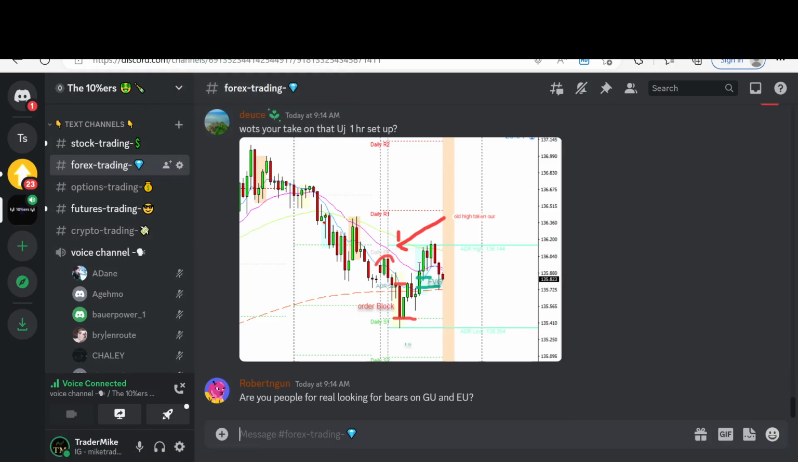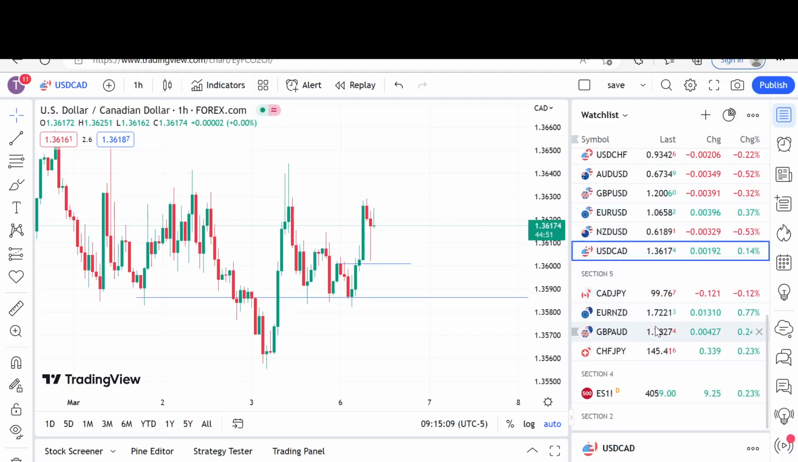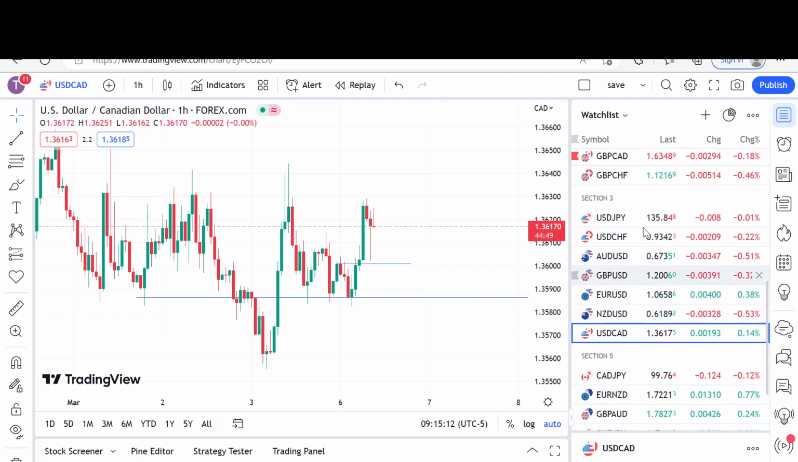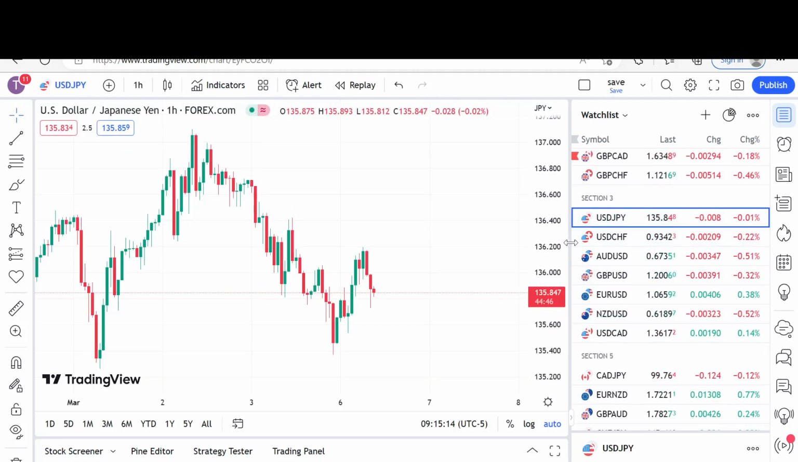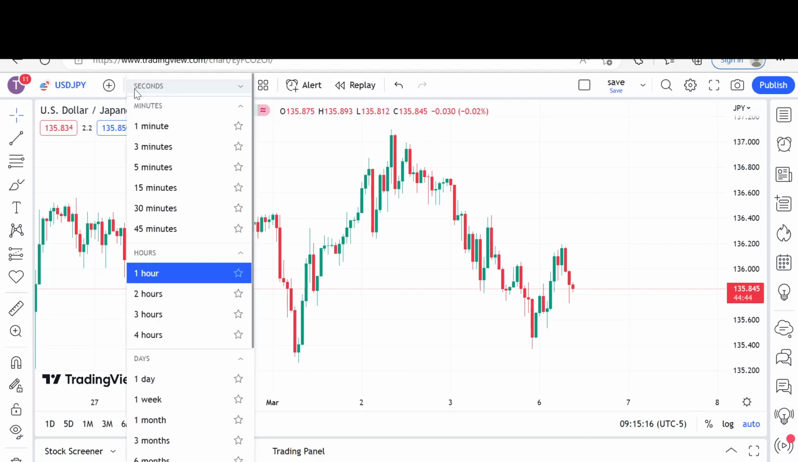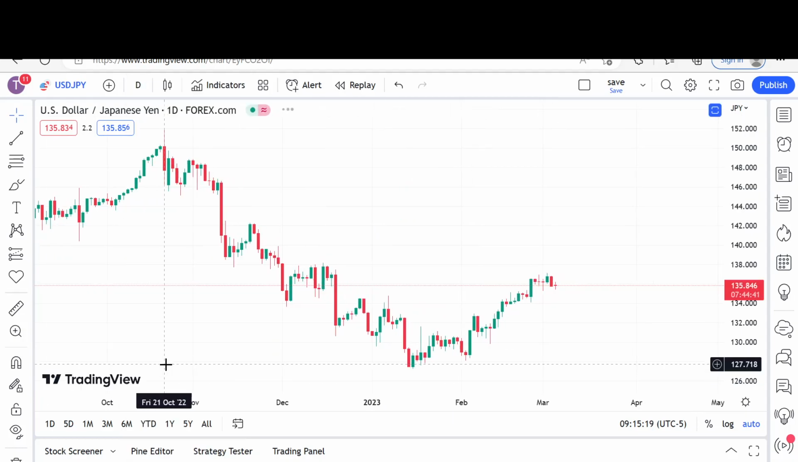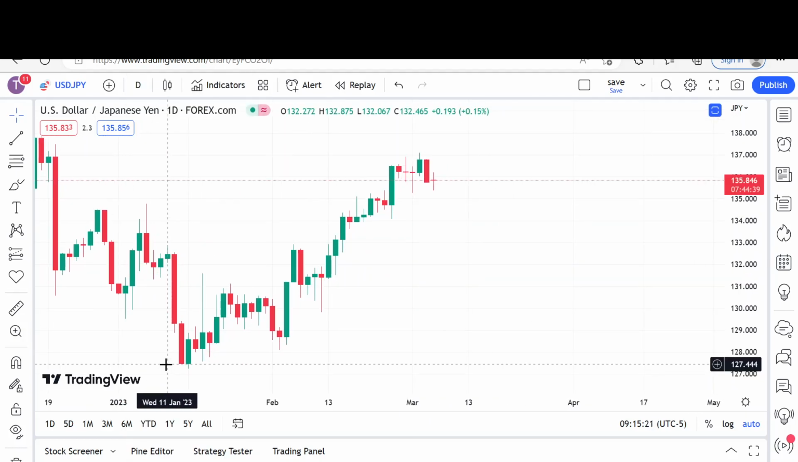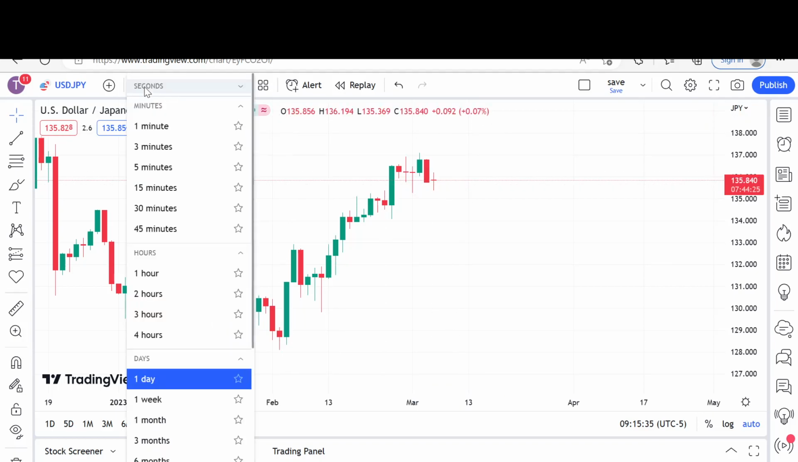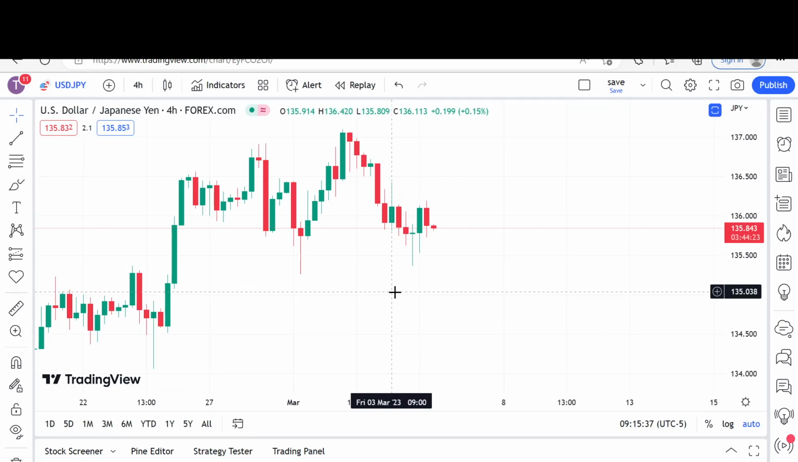What's your take on Euro JPY 1 hour setup? All right, let's take a peek at it real quick. So overall, the daily market structure is bullish, but it is topping out right here. So let's zoom down to the 4 hour time frame.